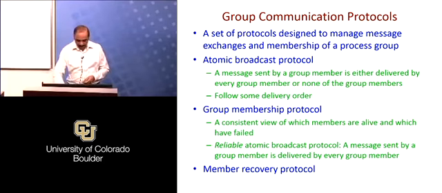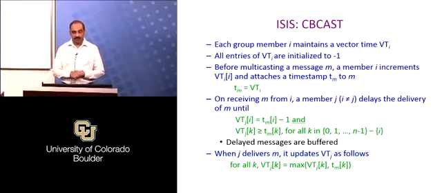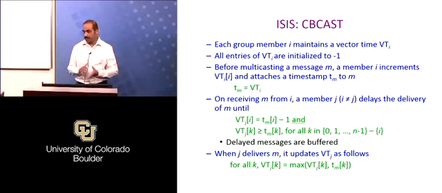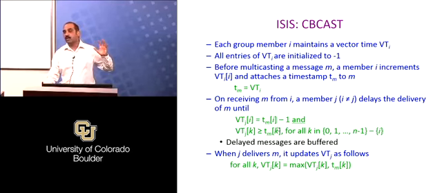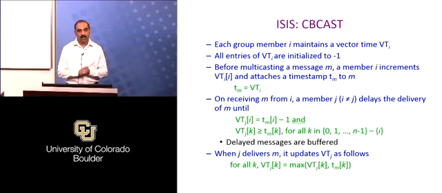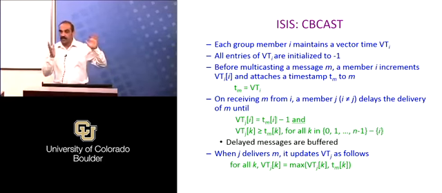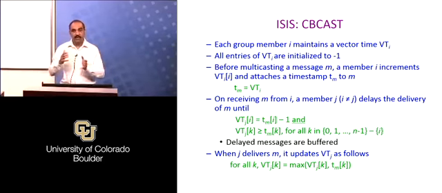So ISIS is basically an example of a group system, and I'm going to talk about just one protocol from that, which is the CBcast protocol, which basically implements the causal delivery. The algorithm that you will see is very similar to the algorithm that we looked at when we were talking about building the vector clocks. But the difference is the vector clocks were applied to the events. Here, in CBcast, we are applying it to the messages.